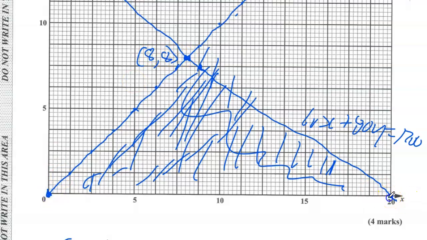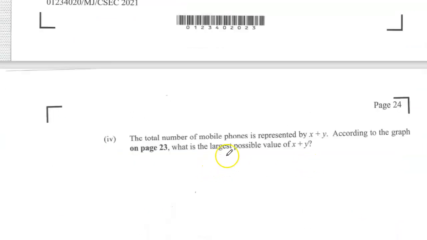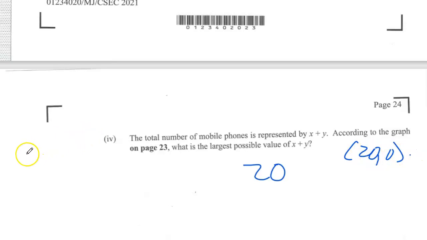Here's the other critical point. This point is what? 20, 0. X is 20, y is 0. So the maximum possible value of x plus y will be 20. So here, the largest possible value of x plus y would be 20 based on the graph. When you add the x coordinate and the y coordinate, you get 20. And the other critical point was 8, 8, of course. So 16 is smaller than 20. So that's our solution.